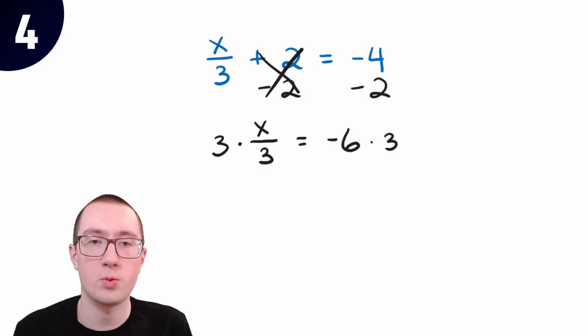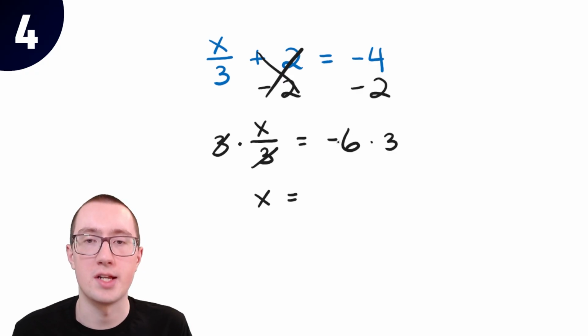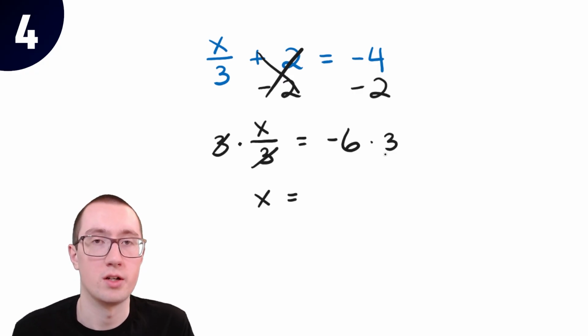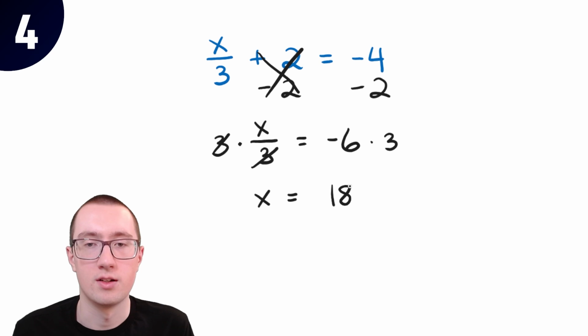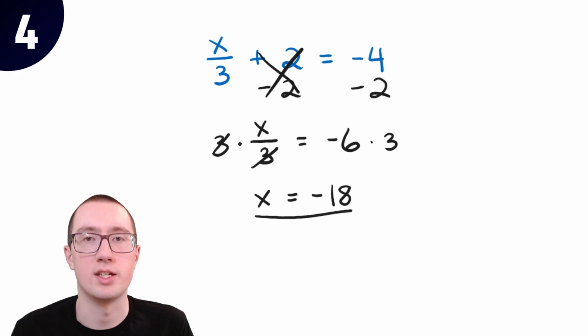So the multiplying by 3 and the dividing by 3 cancel out. On the left, we just have the letter x. And on the right, we have -6 times 3. Well, 6 times 3 is 18. And we have one minus sign, so that is going to stay. Which means that our final answer here is x is equal to -18.